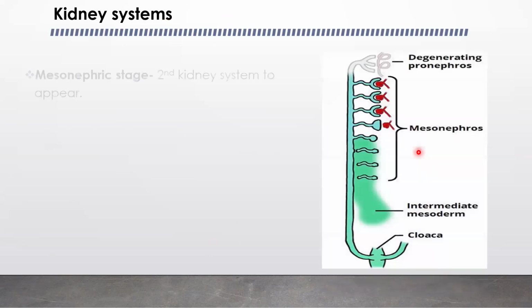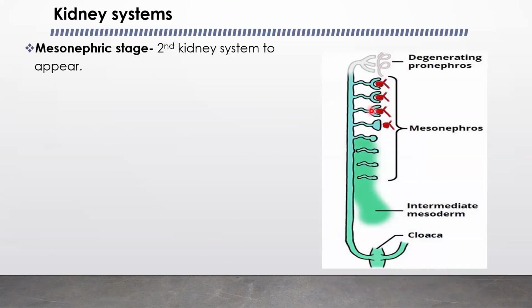The other kidney system that we'll talk about, as you can see on the image on our right, is the mesonephros. So the mesonephric stage is the second kidney system that will appear. So you can tell the degenerating pronephros are there, then you have the mesonephros. The mesonephros will come immediately after pronephros. So remember, pronephros were regressing at around the end of the fourth week.